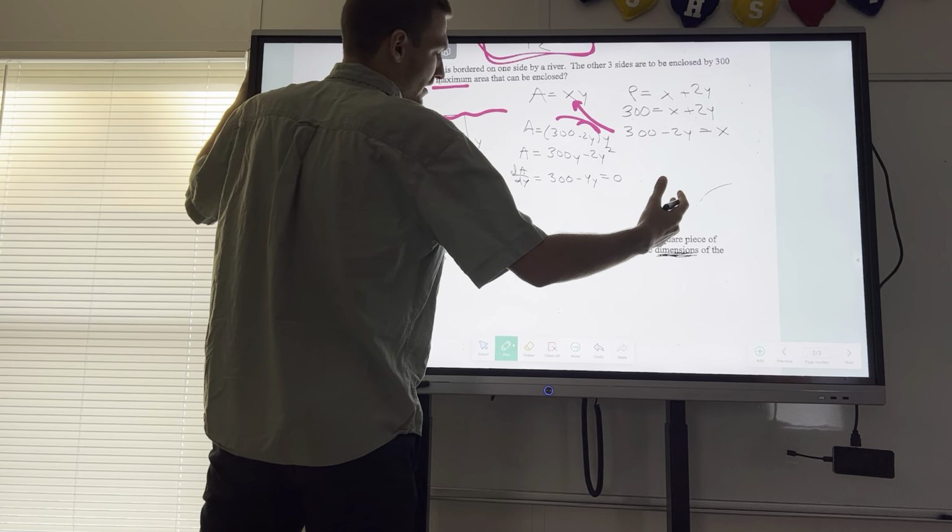Revisit the question, what is the maximum area? Well, it's not y, and now I want to find the x. Probably can take it back over there to figure it out. 300 minus 2 times 75, which is going to be 300 minus 150, which is going to be 150. In this question, we wanted the area. Area equals 75 times 150.